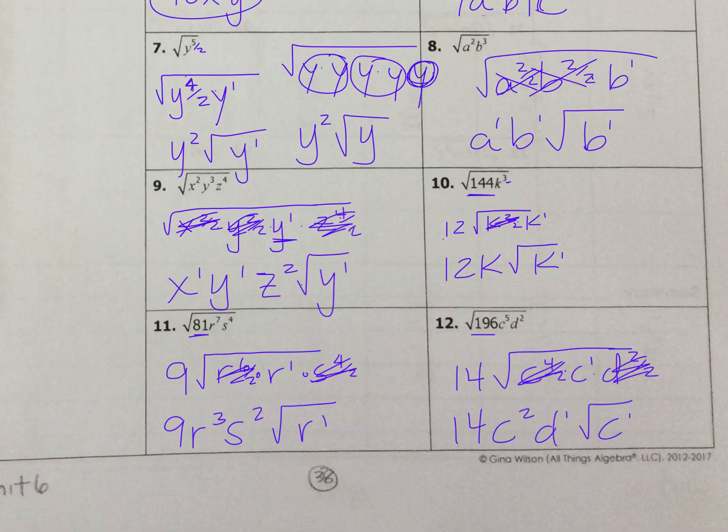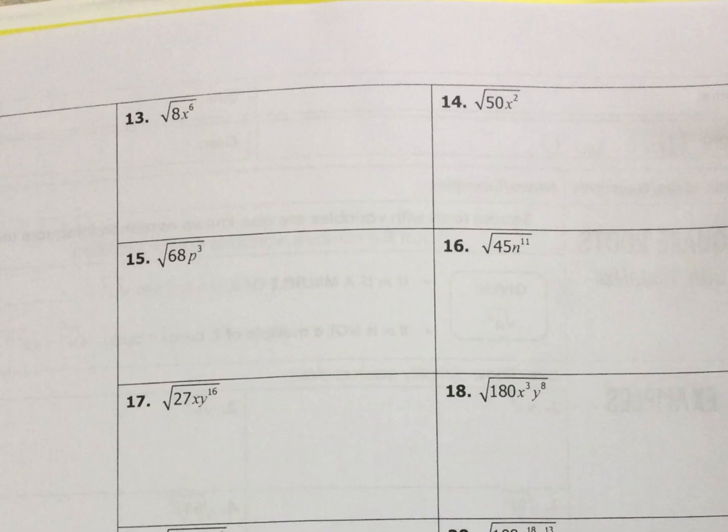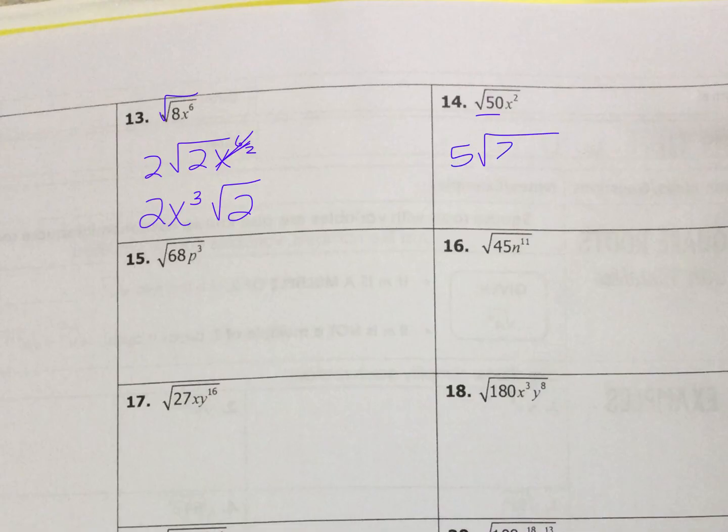Flip over to page 39. When you do the square root of 8 in your calculator, it gives you 2 square root of 2, totally fine, and then I've got x to the 6th. Divide that by 2, 2x to the 3rd. This 2 stays underneath. 50, when you type that in your calculator, you get 5 square root of 2, and then I've got my x squared. Divide by 2, that guy comes out. 5x to the 1 square root of 2.